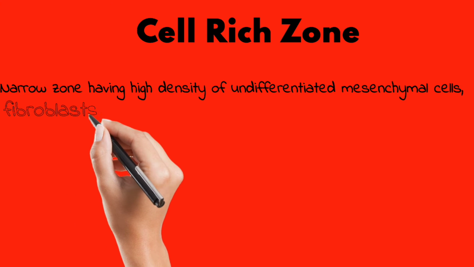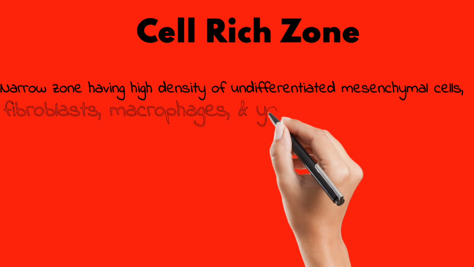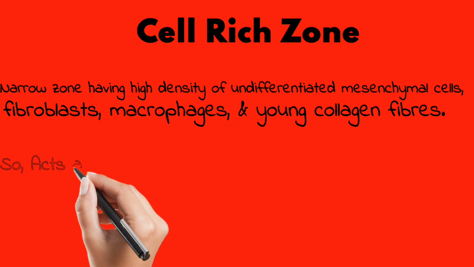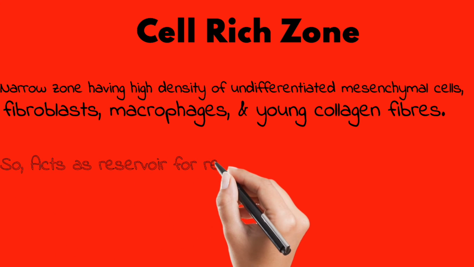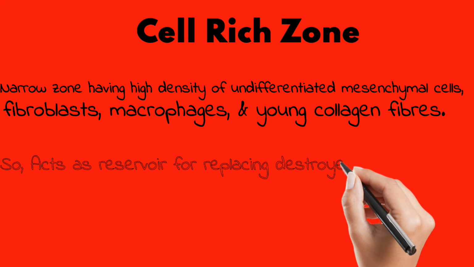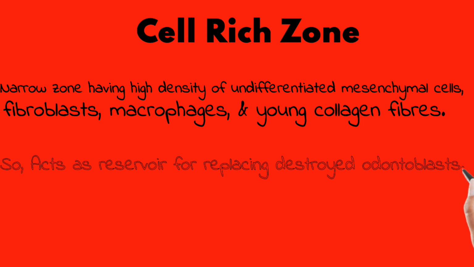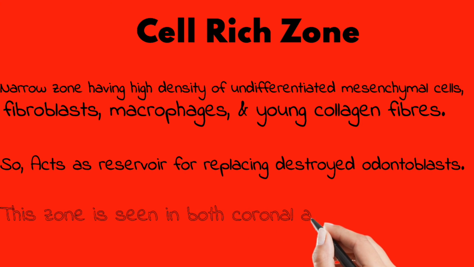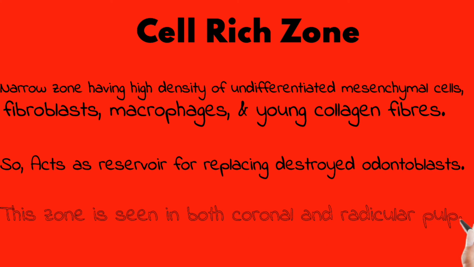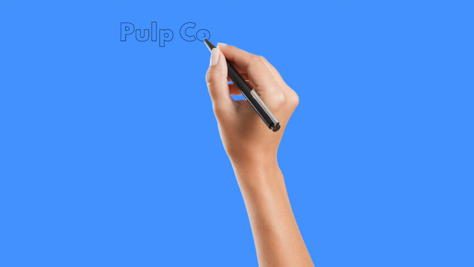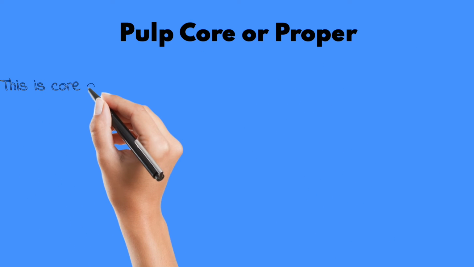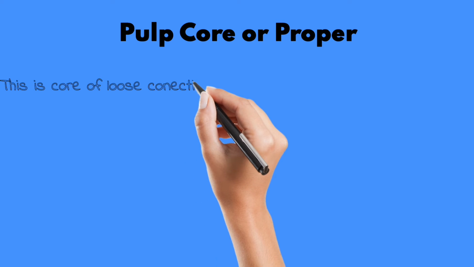Next, we have the cell-rich zone, or the zone which contains numerous cells. This is a narrow zone which has a high density of undifferentiated mesenchymal cells, fibroblasts, macrophages, and young collagen fibers. So this acts as a reservoir for replacing the destroyed odontoblasts. This zone is seen in both the coronal and the radicular pulp.